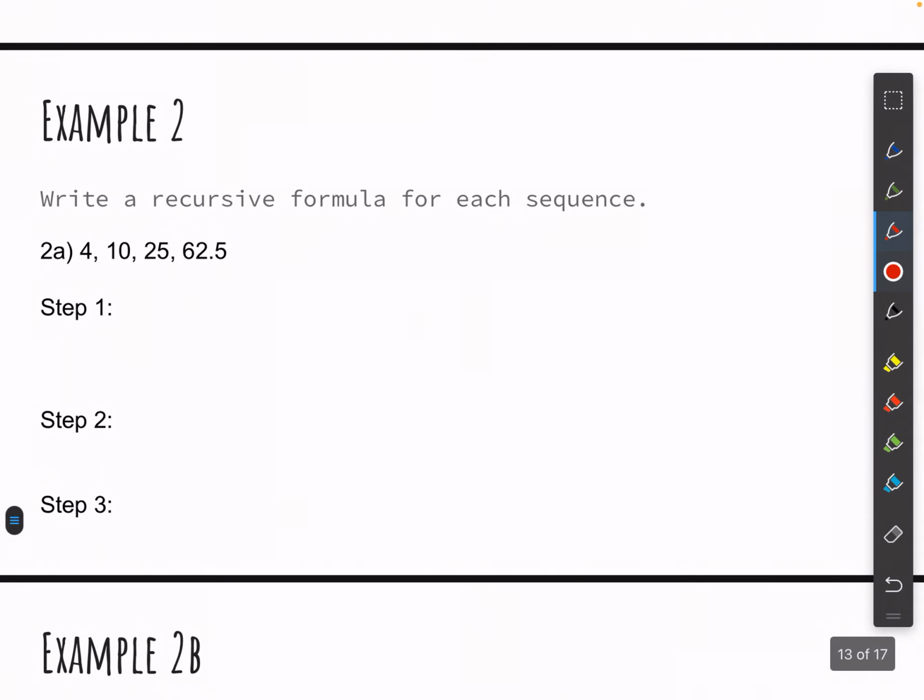Okay, example 2. So now we're going to write a recursive formula given a sequence. So the first step is to do what we just did. Is this thing going up by adding 6, or am I multiplying it by something? It doesn't look like adding 6 works, so to find the common ratio, I'm going to take the second term, which is 10, and divide it by the first term, which is 4. I can reduce this fraction: 2 goes into 10 5 times, 2 goes into 4 2 times, so it's 5/2, or 2 1/2. Each time I'm multiplying by 2 1/2.